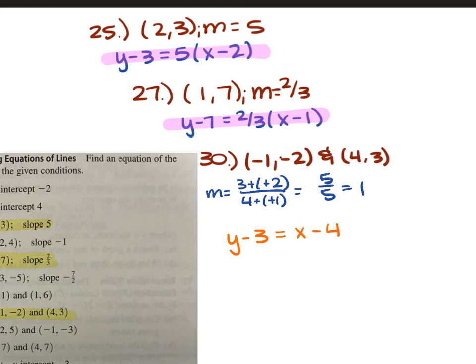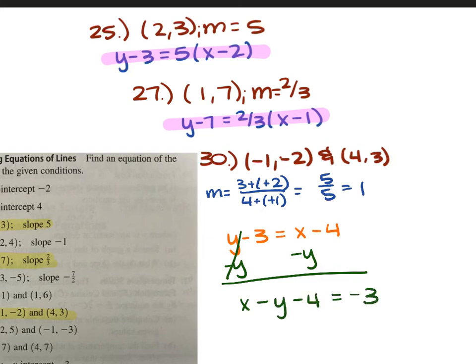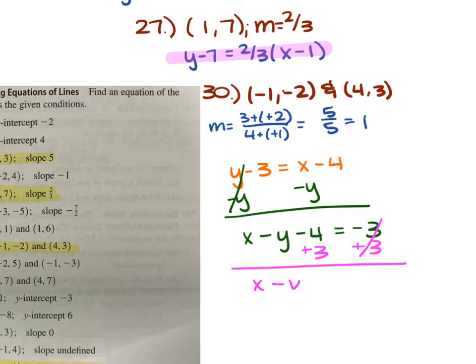From here, if you wanted to put it into standard form, you could do so. You would just move the y over by subtracting it from each side, so that way x stays positive. So x minus y minus 4 is equal to -3. And then we can just add the 3 over to get x minus y minus 1 is equal to 0. So again, it's totally up to you.